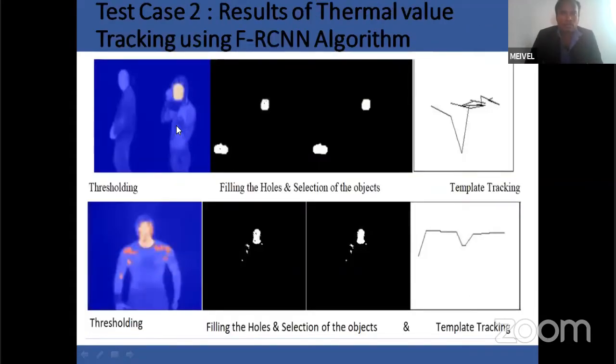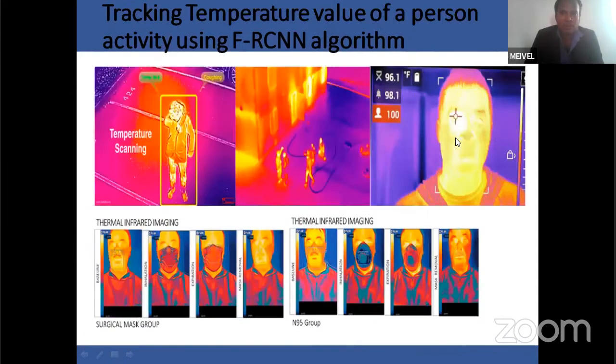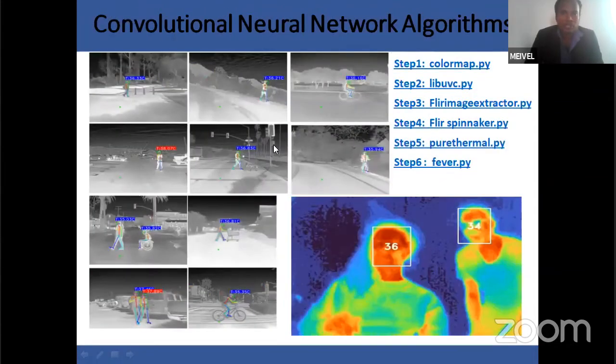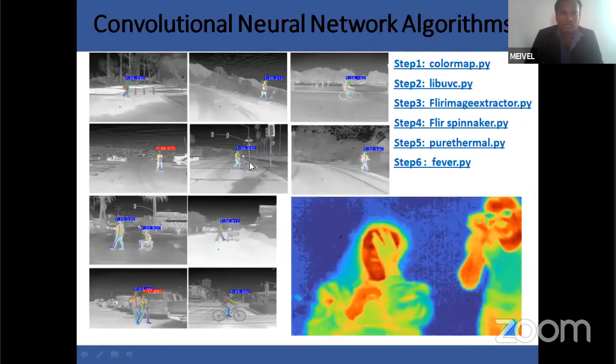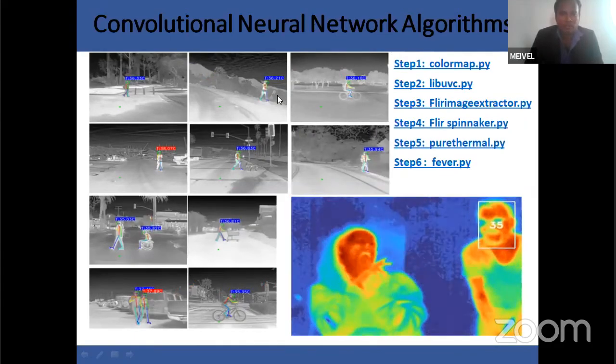In test case two, we collected simple FLIR images. Two images have been covered. First, we selected the thresholding values. Then, if the threshold is not clear, we fill the holes and also select the object. Finally, tracking the object using the drone is possible. This is the thermal mapping covered using the Faster RCNN algorithm, applying the temperature range and using the scan. This convolutional neural network algorithm solves it whenever walking, driving, anything, easily.